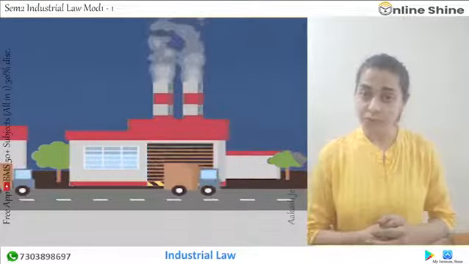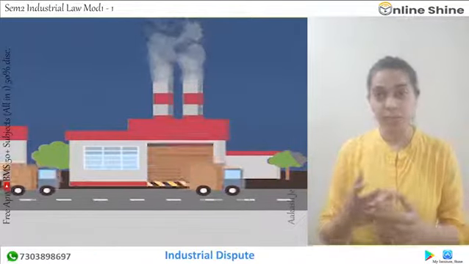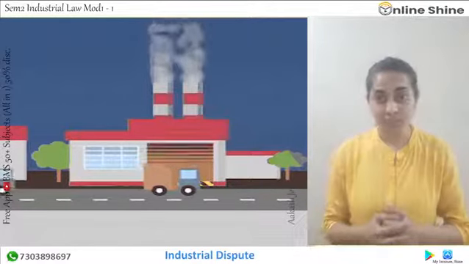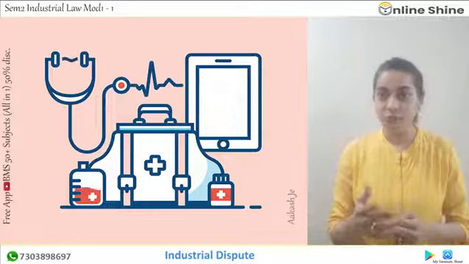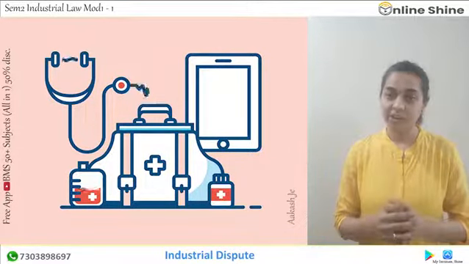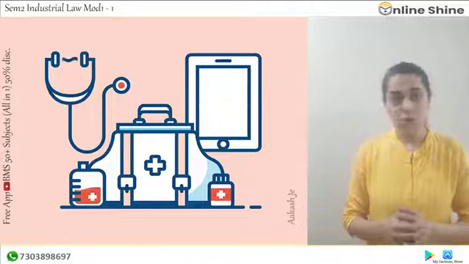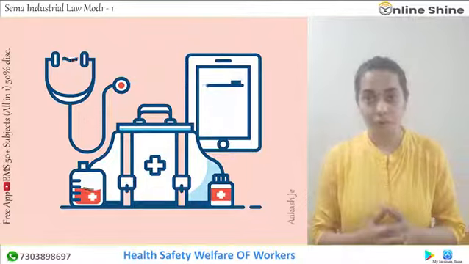Now, this particular part has been divided into four modules. The first part relates to law related to industrial disputes and relations. In this, we have two acts, that is the Industrial Disputes Act of 1947 and the Trade Unions Act of 1926.